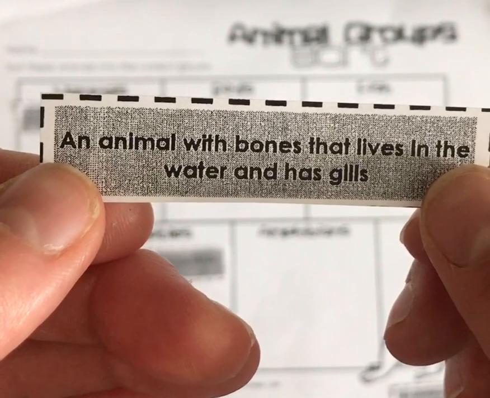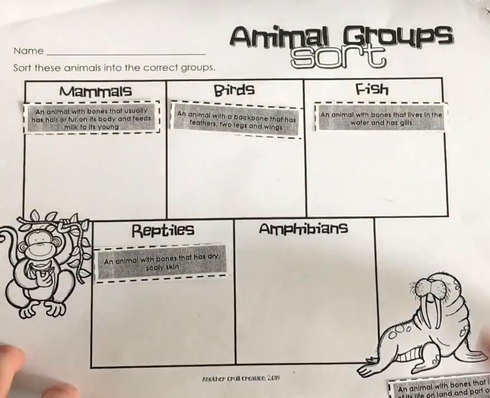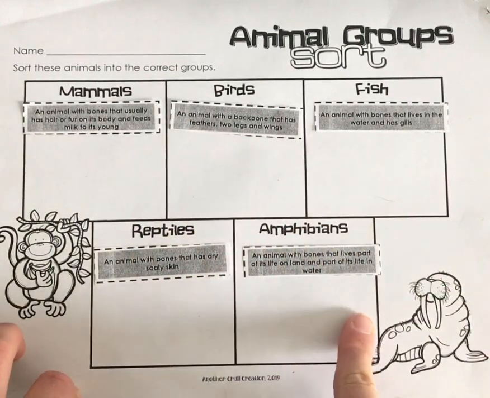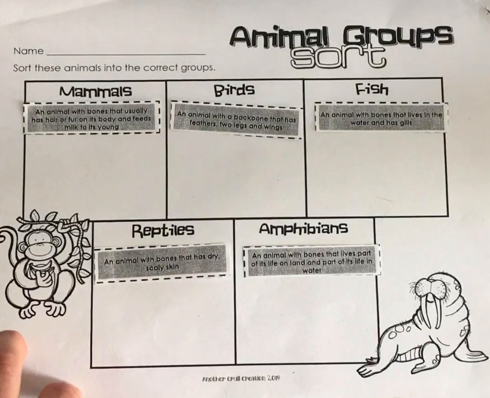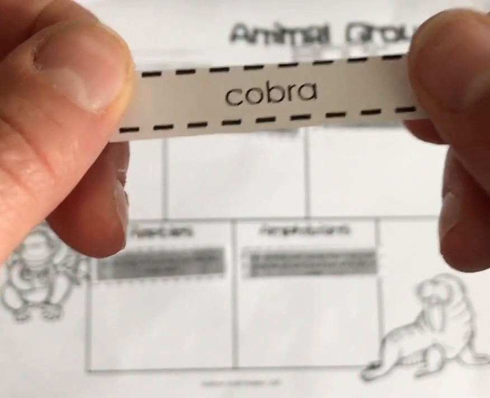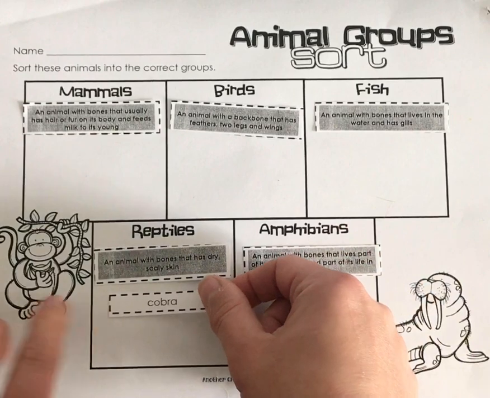An animal with bones that lives in the water and has gills. Oh, fish have gills. So this last clue must be amphibians. Once I sort all 5 of those, then I'm going to pick up one of the names of the animals. Cobra. Where does a cobra go? A cobra is a snake, and snakes are reptiles.